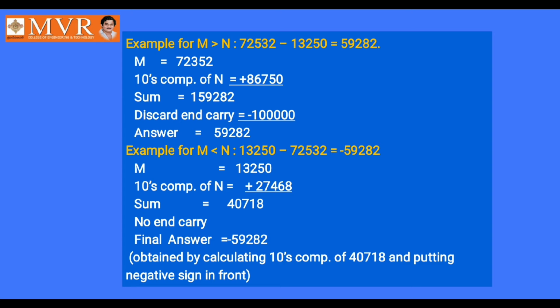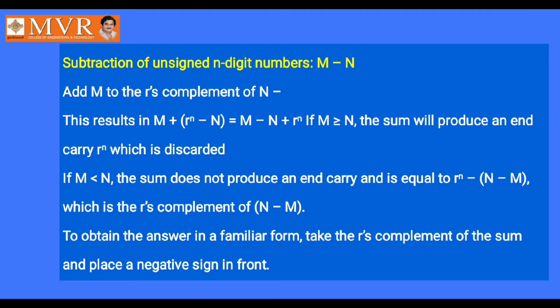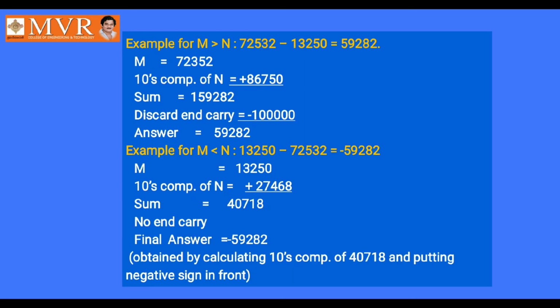Then, after getting the 10's complement of n, as per the previous procedure, you add both values, that is m with the 10's complement of n. After adding these two values, you get a sum of 40,718. Do you get any carry here? No. In the previous example, because m was greater than n, you got a carry. But in this example, m is less than n, so no carry is generated.